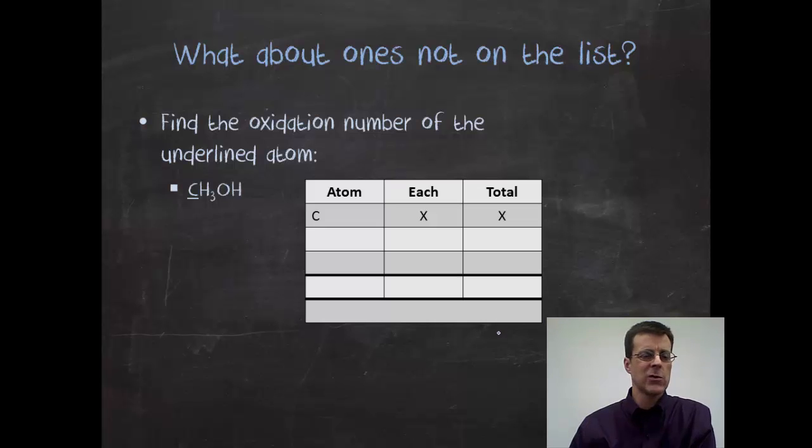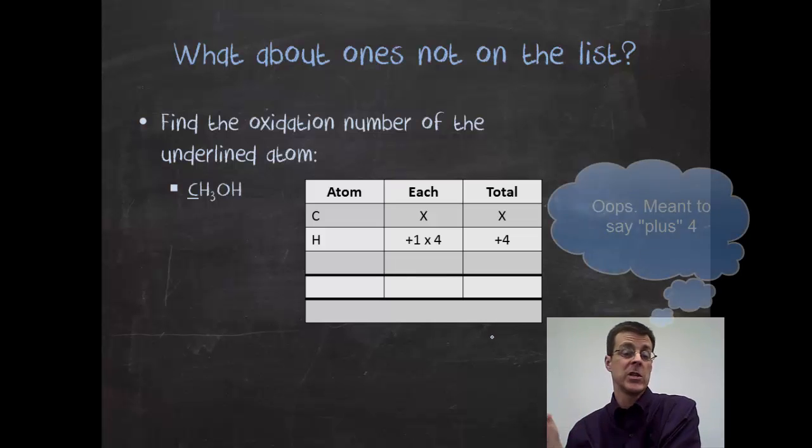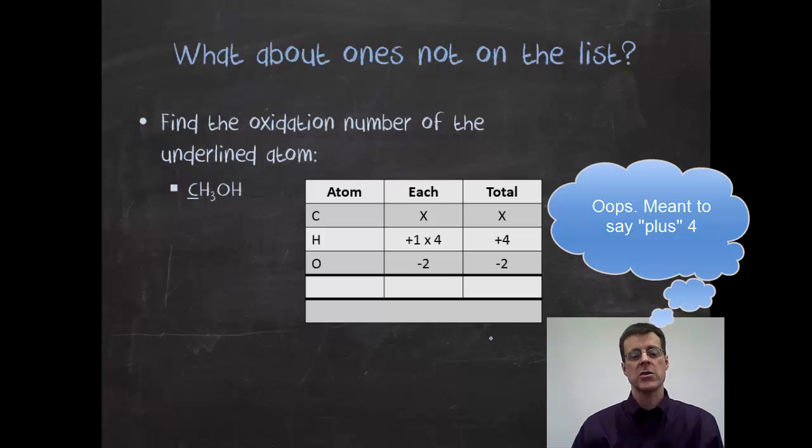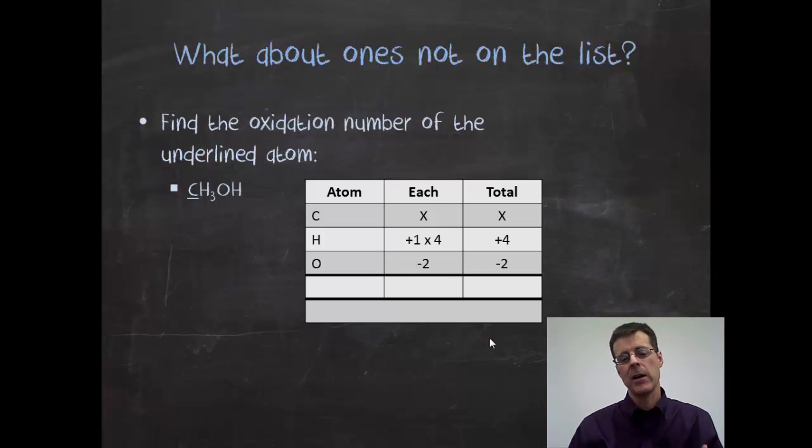So I don't know what carbon is, that's the one I'm trying to find out. So I'm going to label it as an X. Hydrogen, well, it's not one of the exceptions, so it's going to be +1. There's 4 of them in total, giving me a total of +4. Oxygen, not one of the exceptions, so it's -2. Now I have to add all this stuff up, as I mentioned, to a 0 or an overall neutral charge.